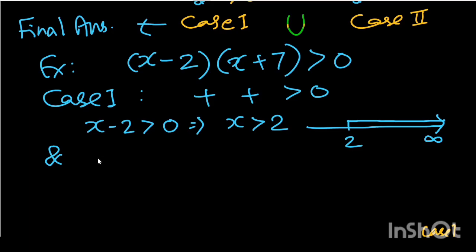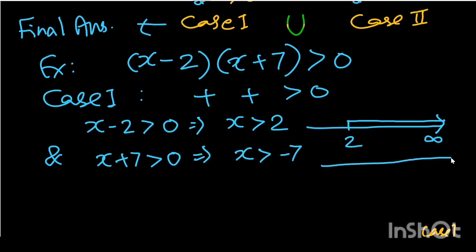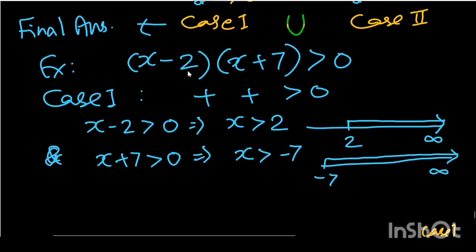We will apply the condition for x plus 7. It also should be positive, so x greater than minus 7 we will get. Again we will plot minus 7, which is on the left side of 2 since it is lesser than 2, and it is minus 7 to infinity. Since we are using and of these two, whatever the and result of these two is will give the answer of case 1.